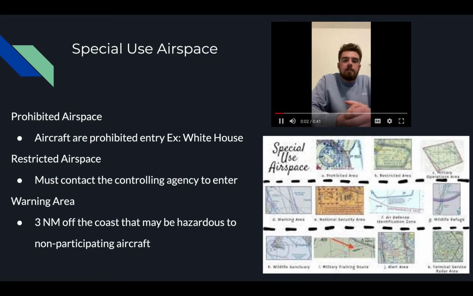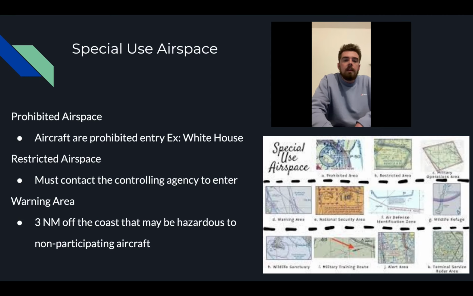Alright, so now we've got special use airspace. First one is prohibited airspace. This is where aircraft are not allowed to enter a certain area. Examples of this are the White House, the Pentagon, places that they don't want you flying over. Next one is restricted airspace, which you are allowed to enter only if you have permission from the controlling agency. And then the next one is warning area. This is 3 nautical miles off the coast and could be hazardous to non-participating aircraft.